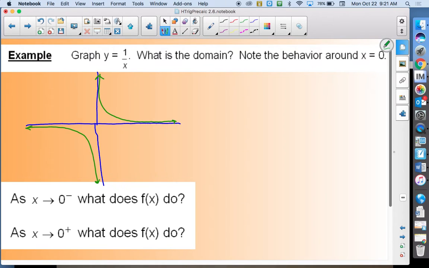And then it asks for the domain. So we just said that x cannot be 0. So in this case, x would be from negative infinity to 0, and then 0 to infinity.